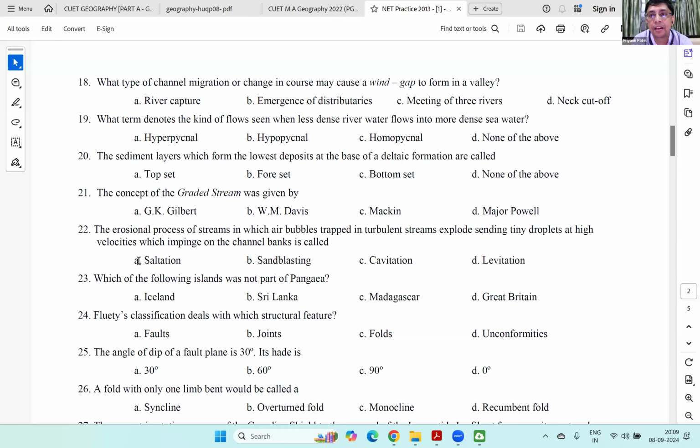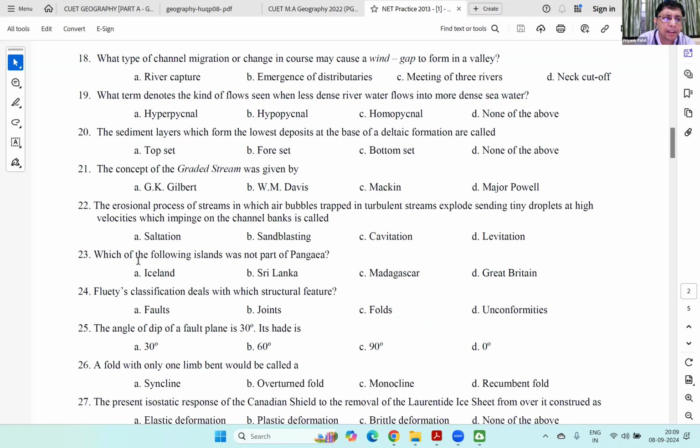See, the answer is in the name itself, right? Overturn মানে ঘুরে গেছে, recumbent মানে শুয়ে পড়েছে, syncline মানে দুদিকে bend আছে, monocline, mono means one, so monocline, inclination, one bed only. All right, so this is very easy.